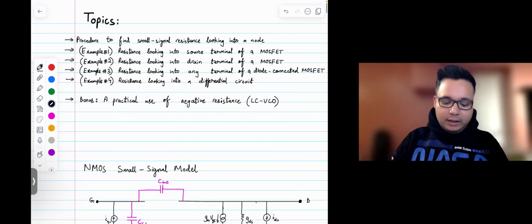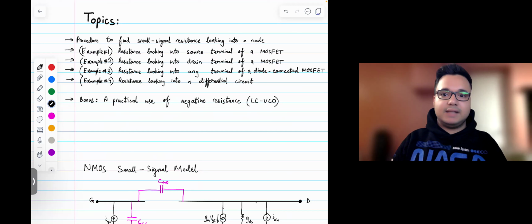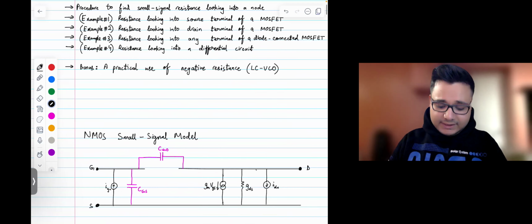And then finally, a little bit of bonus content, but we will discuss practical use of negative resistance in LCD cells. So let's get started.